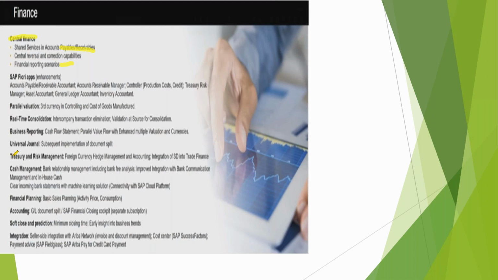And again, from the FSCM point of view, treasury and risk management, we have new solutions. From the cash management point of view, there is bank relationship management, your bank fee analysis, and the bank communication system with in-house cash management. Everything has been innovated, or we can say these are the key innovations with the 1709 version. Similarly with your financial planning.